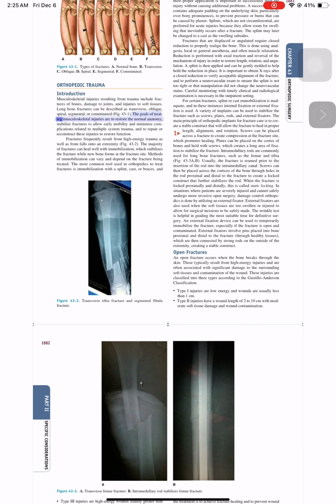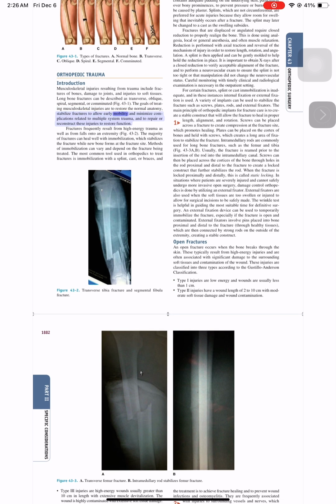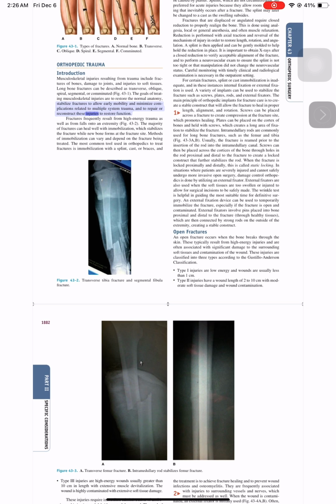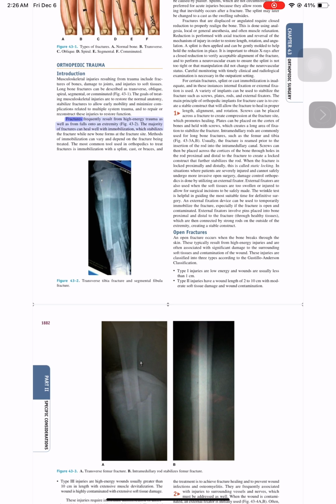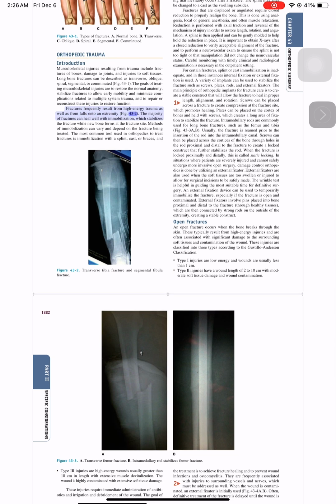The goals of treating musculoskeletal injuries are to restore the normal anatomy, stabilize fractures to allow early mobility, minimize complications related to multiple system trauma, and to repair and reconstruct these injuries to restore function. Fractures frequently result from high energy trauma as well as from falls onto an extremity, figure 43.2.